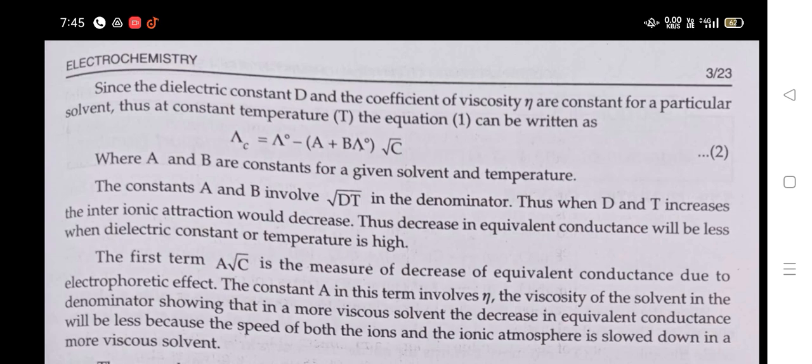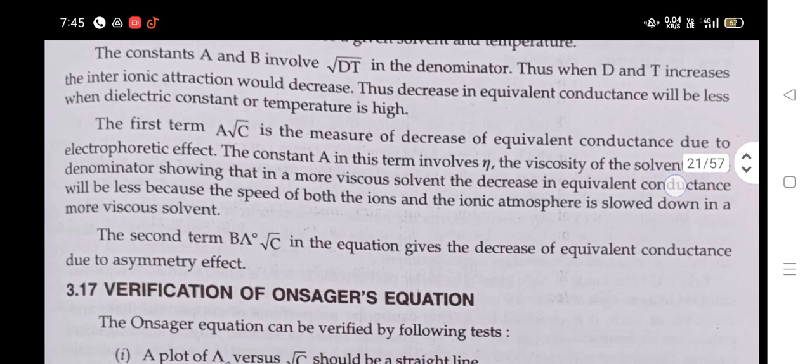The constants A and B involve root DT in the denominator, thus when D and T increase, the interionic attraction would decrease. Thus the decrease in equivalent conductance will be less when the dielectric constant or temperature is high. The first term, A root c, is the measure of the decrease of equivalent conductance due to the electrophoretic effect. The constant A in this term involves eta, the viscosity of the solvent, in the denominator, showing that in a more viscous solvent the decrease in equivalent conductance will be less because the speed of both the ions and the ionic atmosphere is slowed down in a more viscous solvent.